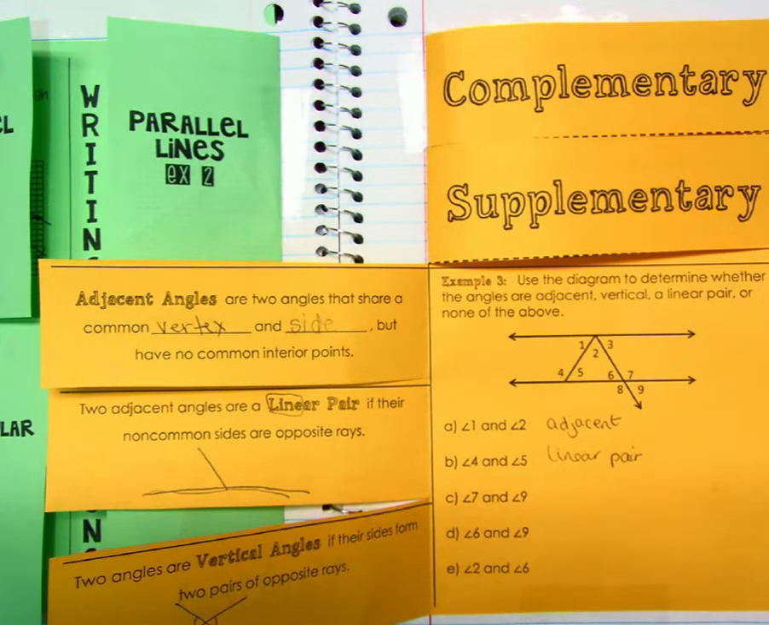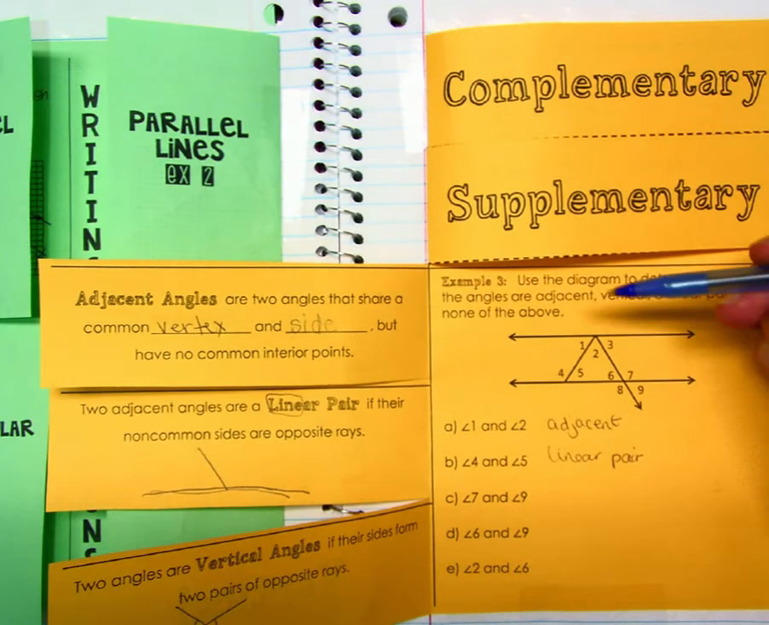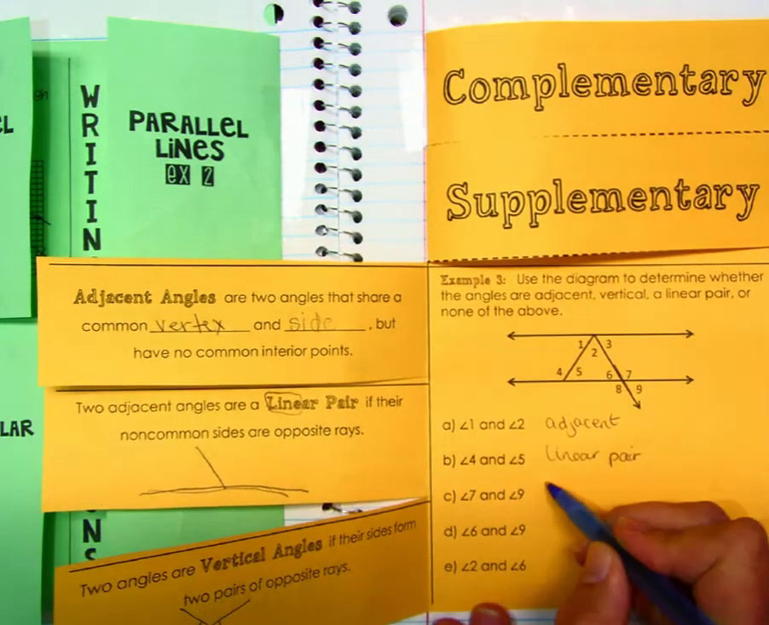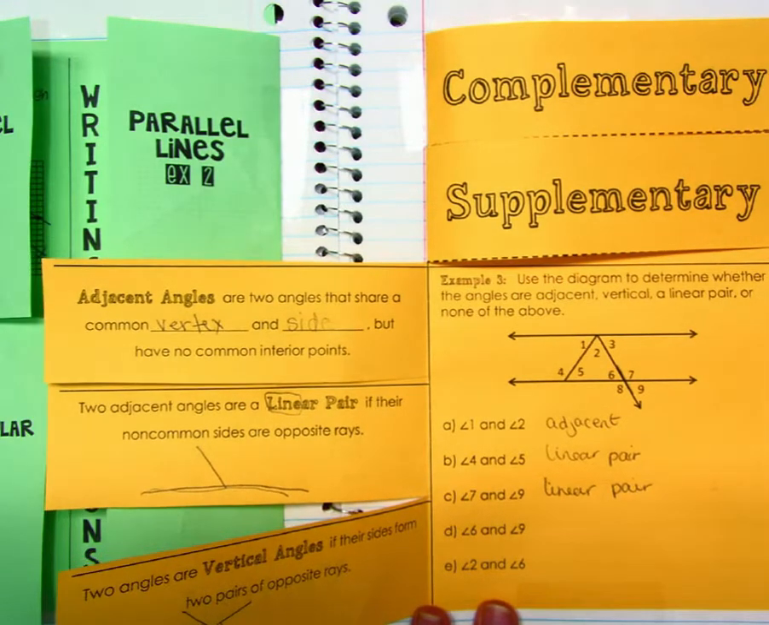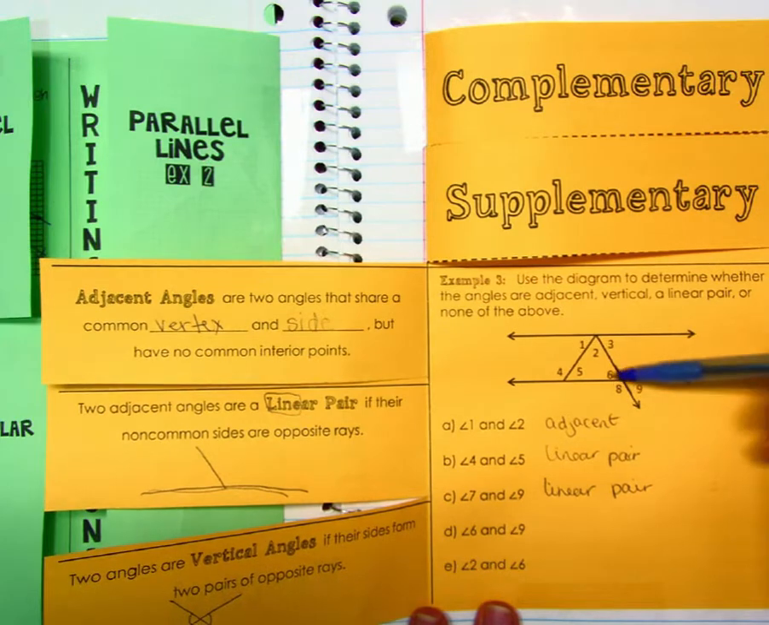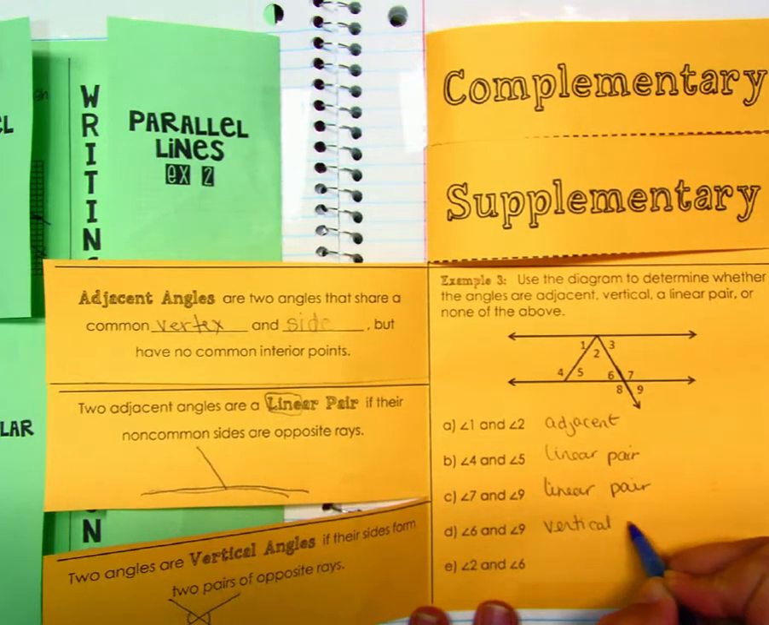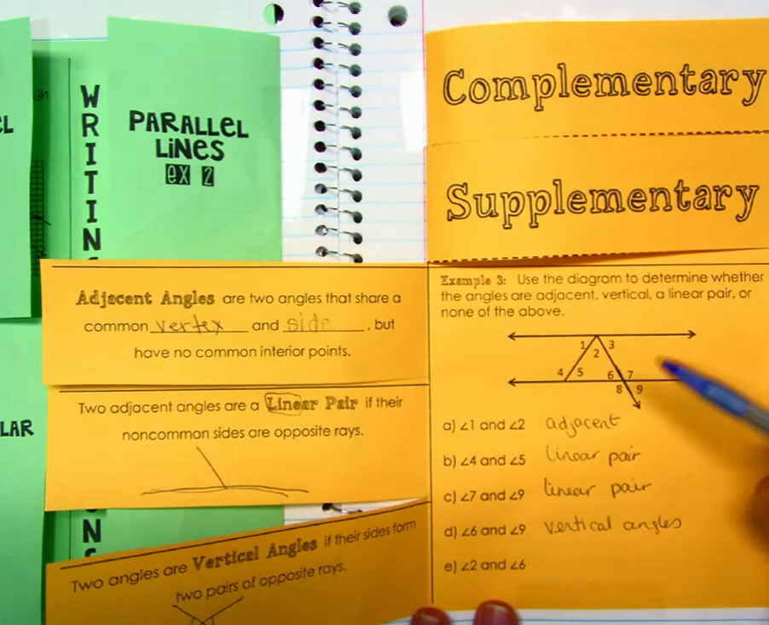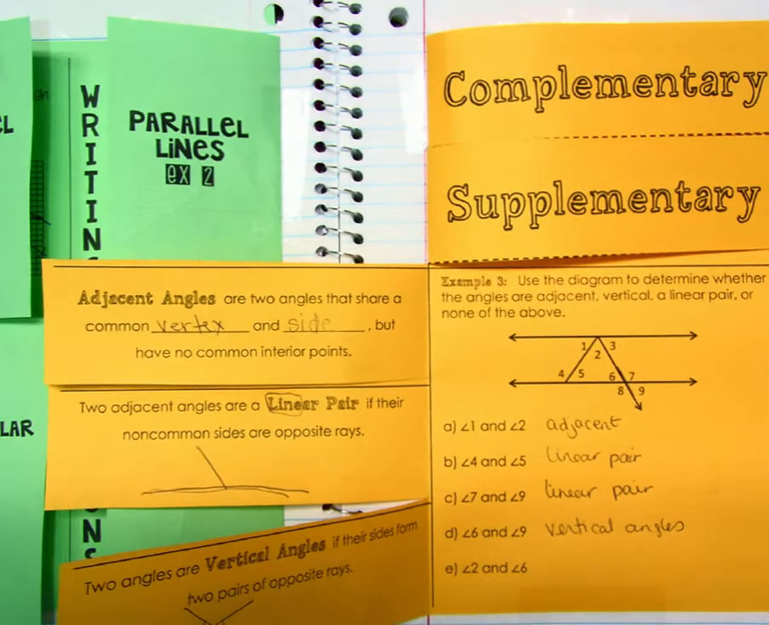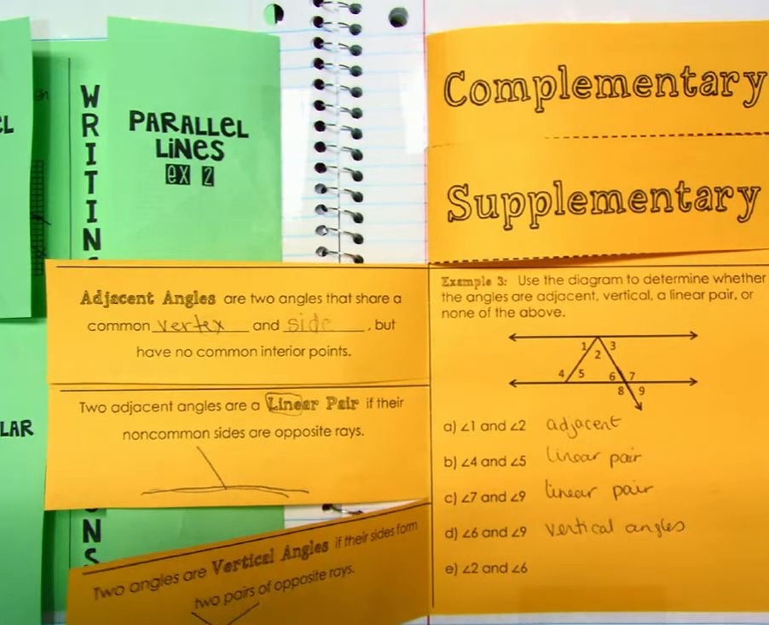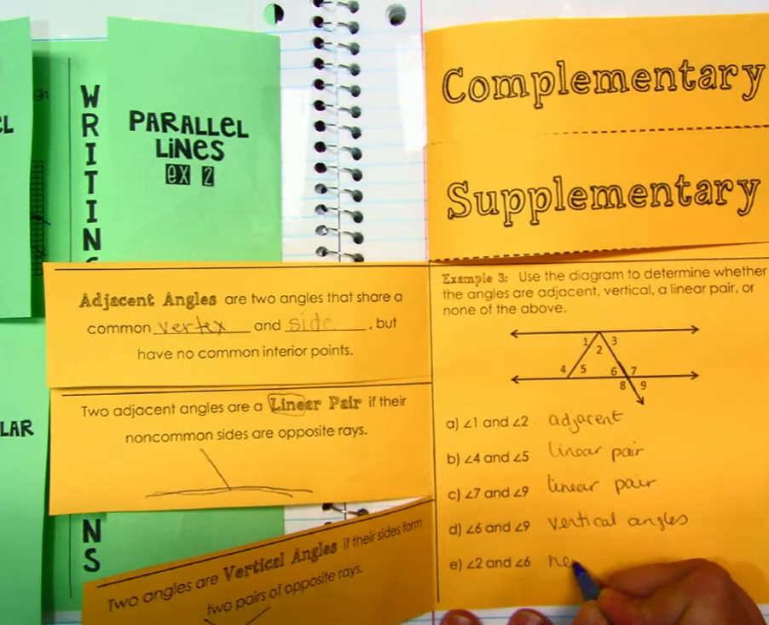Seven and 9. If you look at 7 and 9, those are also two angles that are next to each other. They are adjacent, but this time they form a straight line over here, so they would also be a linear pair. 6 and 9 are right across from each other. They would be a pair of vertical angles. And then angle 2 and angle 6, they're not adjacent. They don't form a straight line. They're not across from each other. So they would be none of the above.